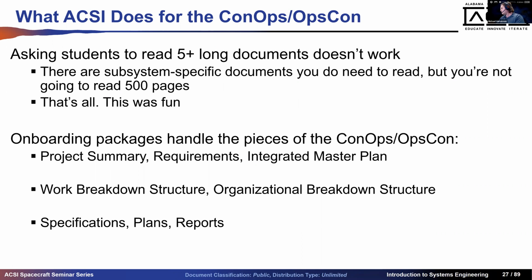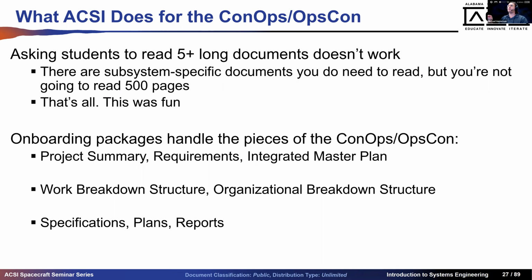And then we can say, okay, by this review, this product needs to be at this maturation status for this team. Yay. We continue on down that path. The specifications, plans, and reports are things that show up as products in the work breakdown structure. So the culmination of this material represents the ConOps and OpsCon and more. But that is in general what you need.